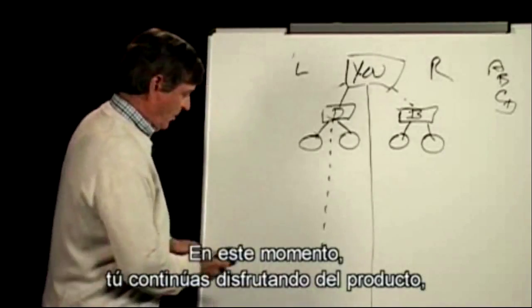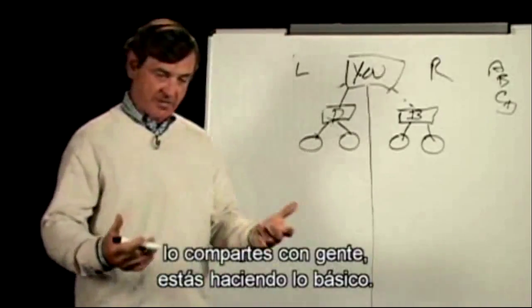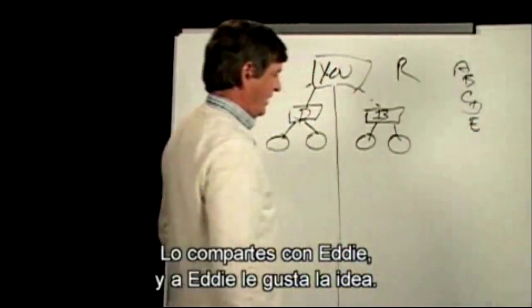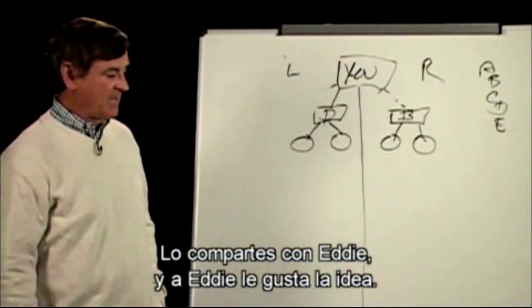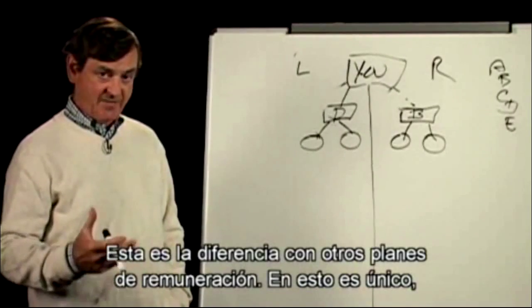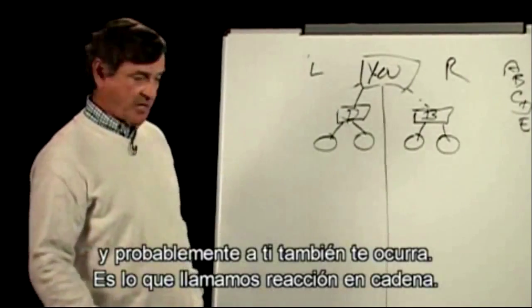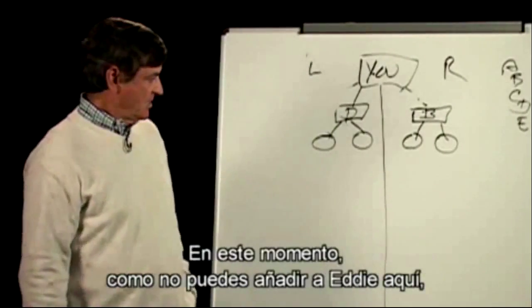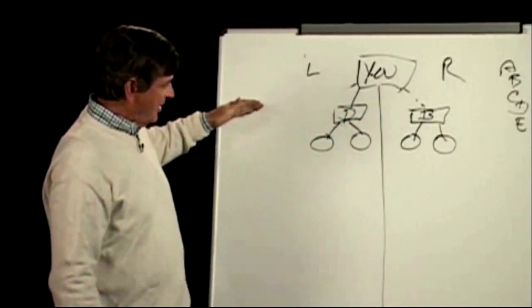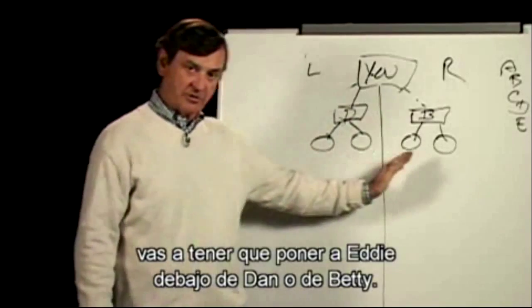Now, at about that point, you're continuing to enjoy the product. You're sharing it with folks. You're doing the basics. And you share it with Eddie over here, and Eddie likes the idea. Well, here's where it gets different from other compensation plans. And this is what's very unique, and you'll probably experience a little of this too, is what we call spillover volume. So at this point, because you cannot add Eddie out here, you're going to have to put Eddie down under Dan or under Betty.